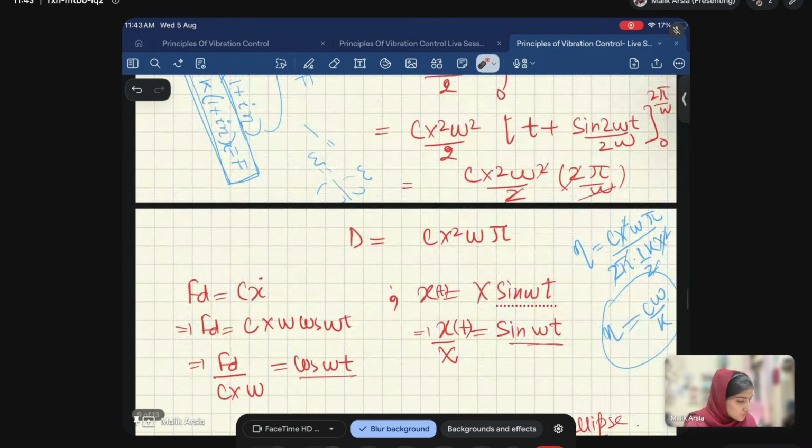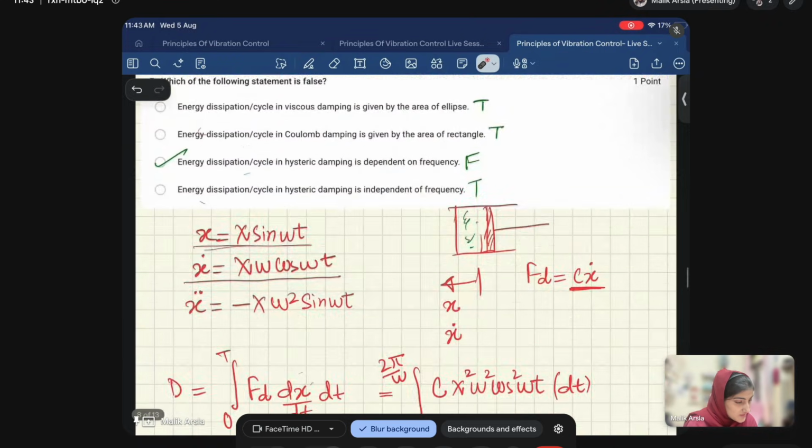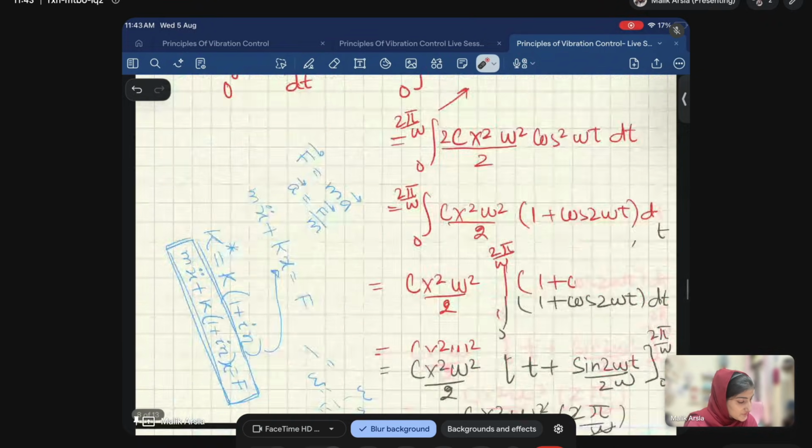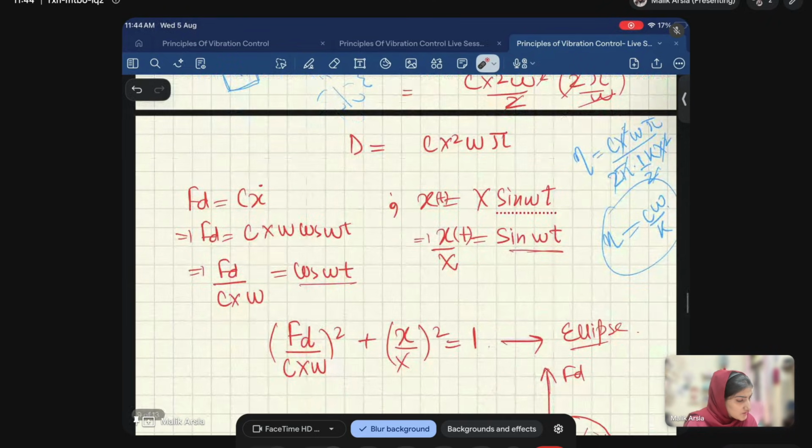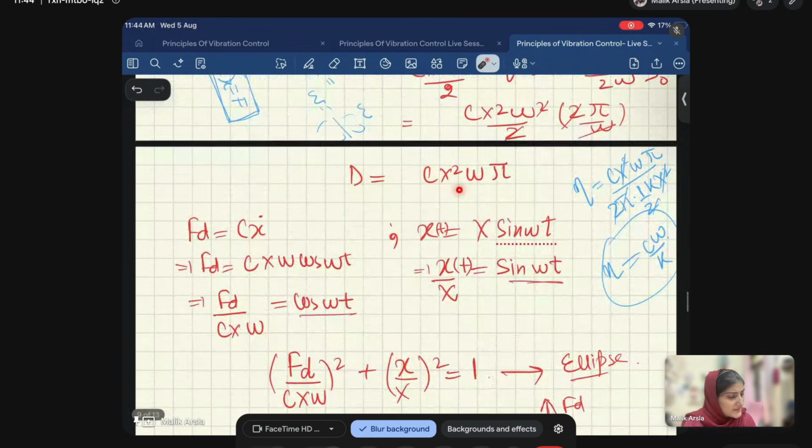So what our question was here is that it is given by the area of ellipse. So this is the energy dissipated. It was basically just for making the students understand at that time. Otherwise you can simply write F_d is equal to C x dot, x is equal to X sine omega t. Now by making a simple modification, you can write F_d upon C X omega is equal to cos omega t, and this x of t, which is basically the response, upon amplitude is equal to sine omega t.